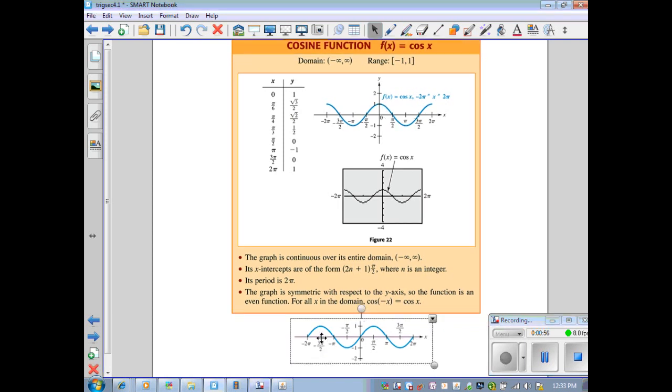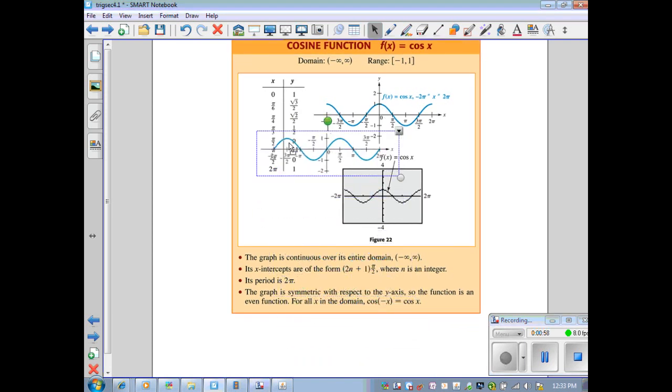If I take my sine function, which is at the bottom of the page, and shift that up to the cosine function, we can see that they are images or mirror images of themselves, but the cosine function is translated or moved to the right by 90 degrees, or pi over 2 radians.